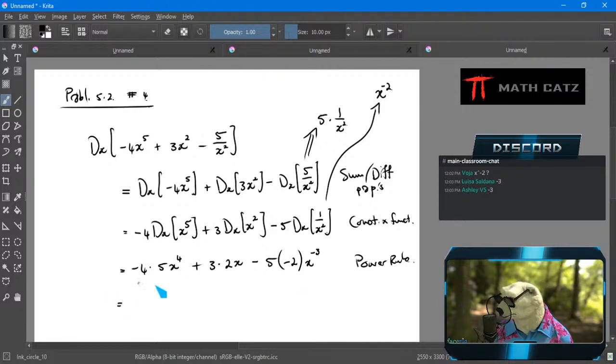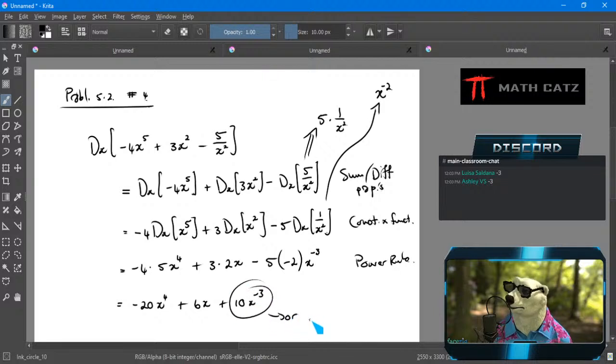And now you could totally stop there if you want to, but the simplification isn't hard, so I might as well do it. Two negatives make a positive. You can leave it as x to the -3, or you can say 10 over x cubed. You can do whatever you want. They're all the same. Doesn't matter to me. Whatever makes you happy.